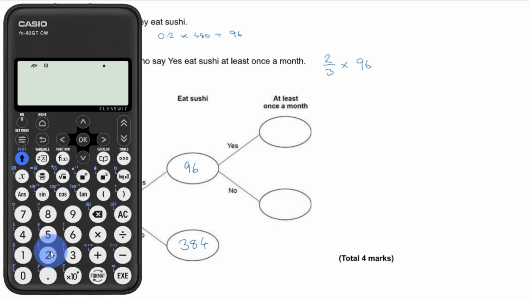Hit the fraction key. 2 on the top, 3 on the bottom, 2/3 times 96. This is the calculator paper, not taking any chances. I'm going to let the calculator do my thinking for me where it can. So 2/3 of 96, that's 64.